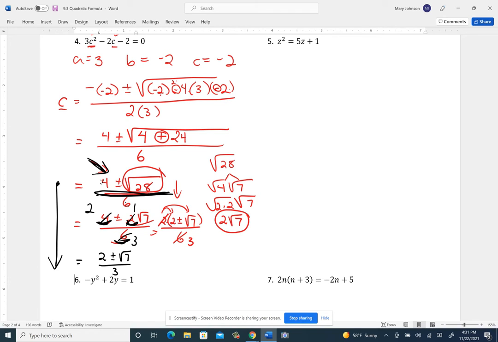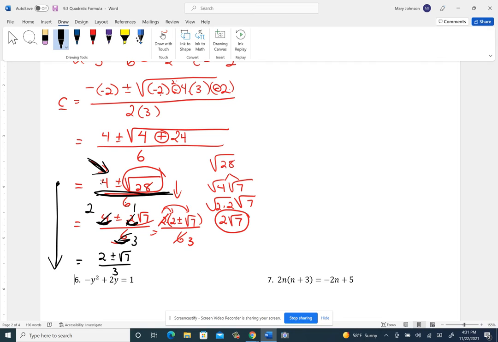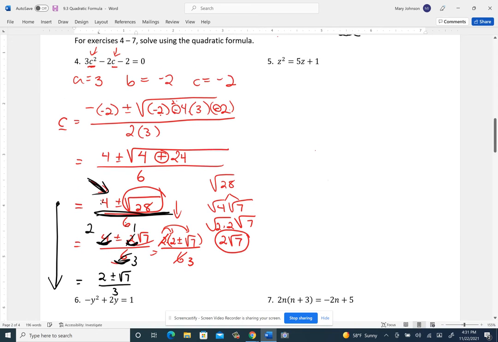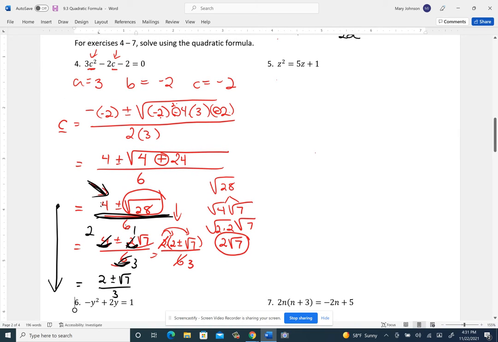Okay. All right. Now, number 5 is different from 4 in that it's not set up yet. We've got to identify the A, the B, and the C. So we need to subtract the 5z and subtract the 1 to get it all equal to 0. Then we can see that A is 1, B is -5, and C is -1. Now this time the variable is called z in the formula. So what we're finding are the values of z.